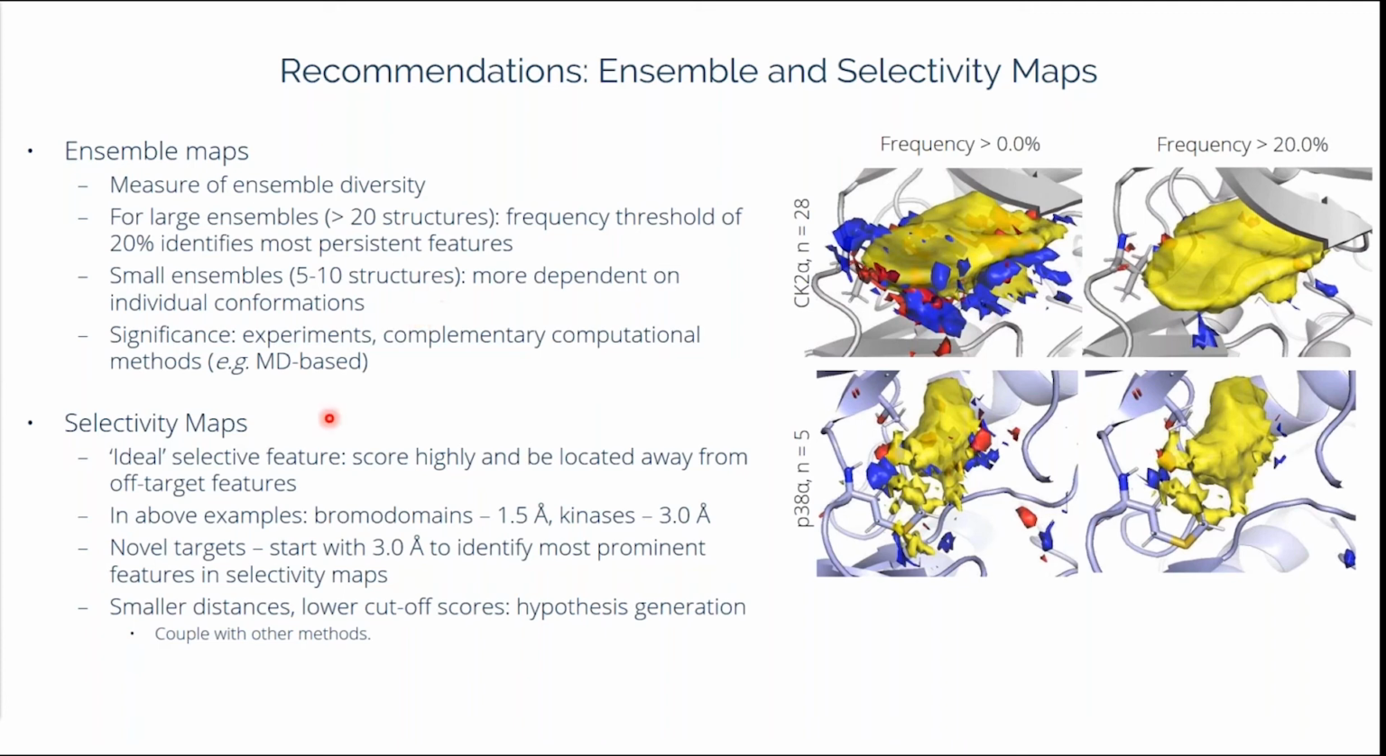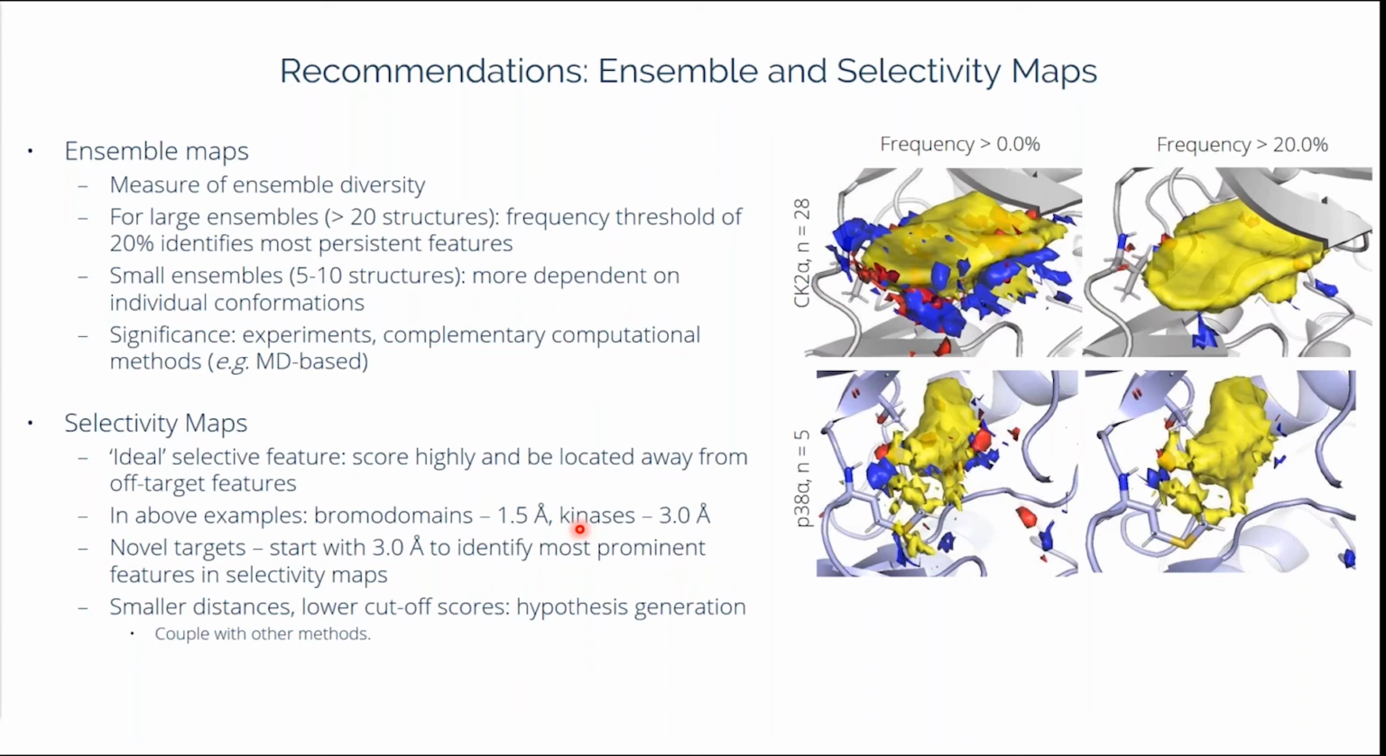And then in terms of the selectivity maps, an ideal selective feature would be one that both scores highly in the maps and is located far away from features that confer binding propensity for the off-target. So what does far away enough mean? In the bromodomain examples, we found that putting that parameter to 1.5 angstroms could still identify all the selective features. But in the case of kinases, which tend to have more flexible binding sites, we went up to 3 angstroms.